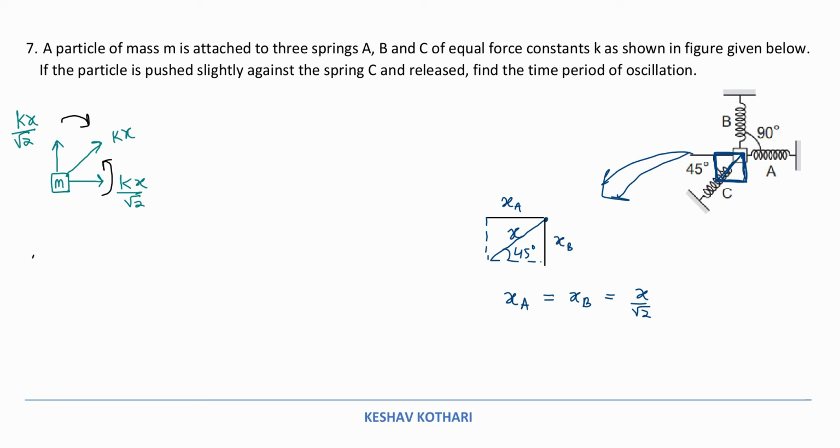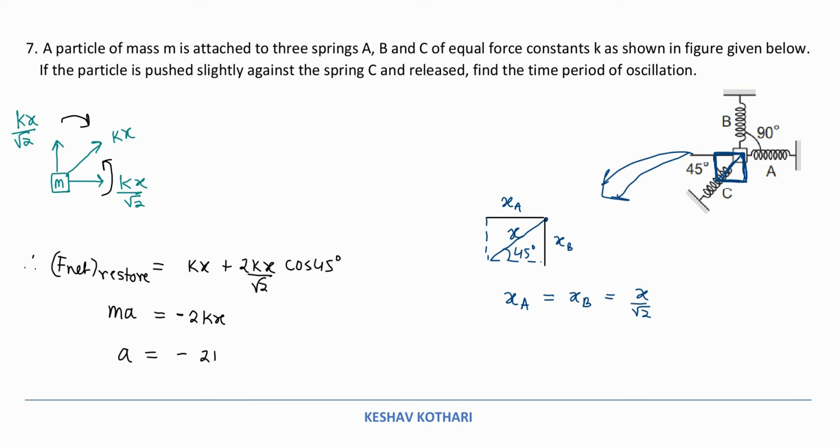Therefore I write F net restoring. F net restoring is going to become kx plus kx by root 2 into cos 45 degrees, and we will be doing it twice, one because of the force due to A and the other due to the force due to B. So we are left with 2kx. This is the net restoring force, which can be equated to ma. So we get the form of SHM, a is equal to, since it is restoring I am putting a negative sign, minus 2k by m times x.